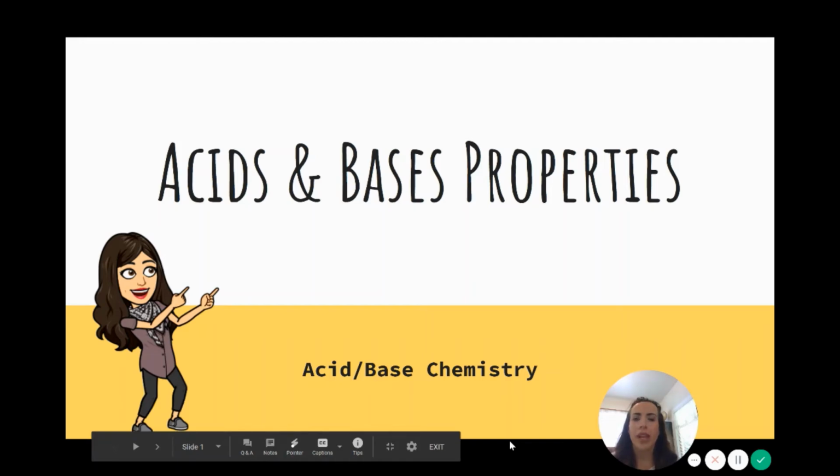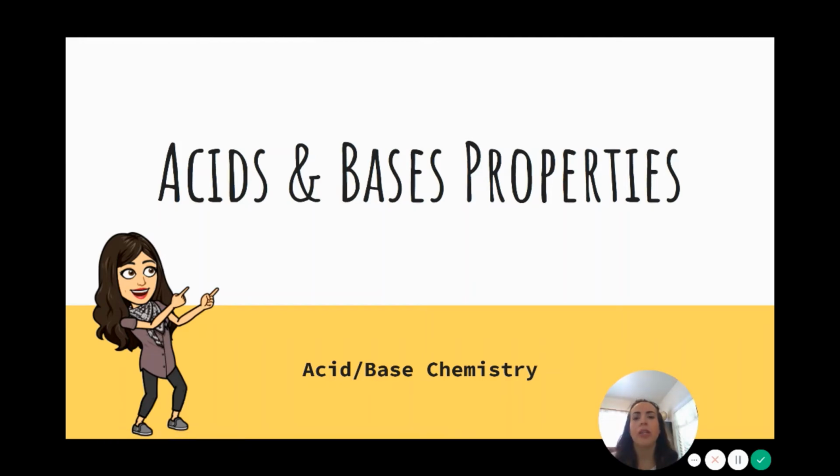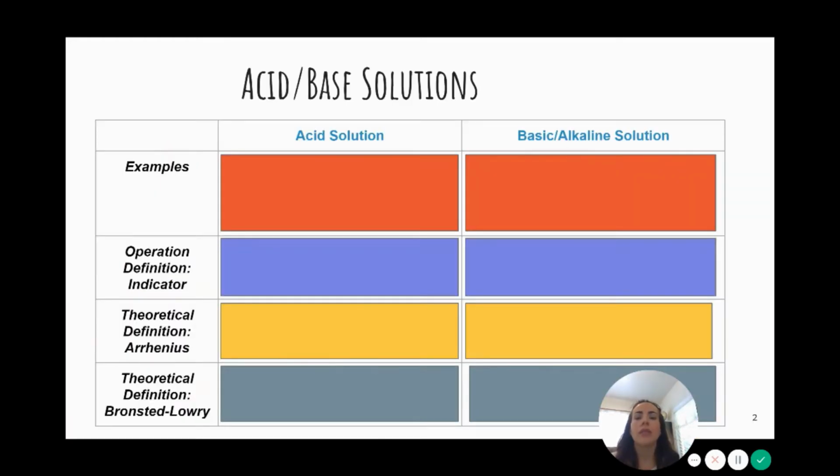What we're going to be looking at in this video is some basic properties of acids and bases, and talk a little bit about how we can identify substances that are acids and which are bases. So the first thing that we're going to do is give some examples and talk about some different ways that we can identify them. So let's go ahead and get started.